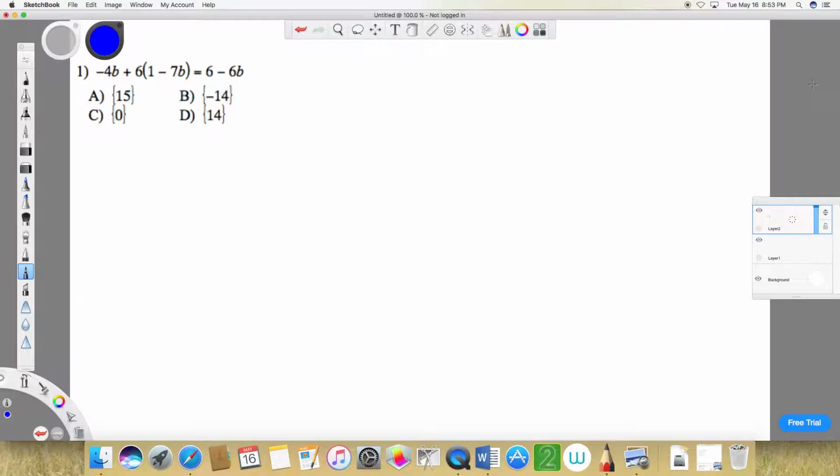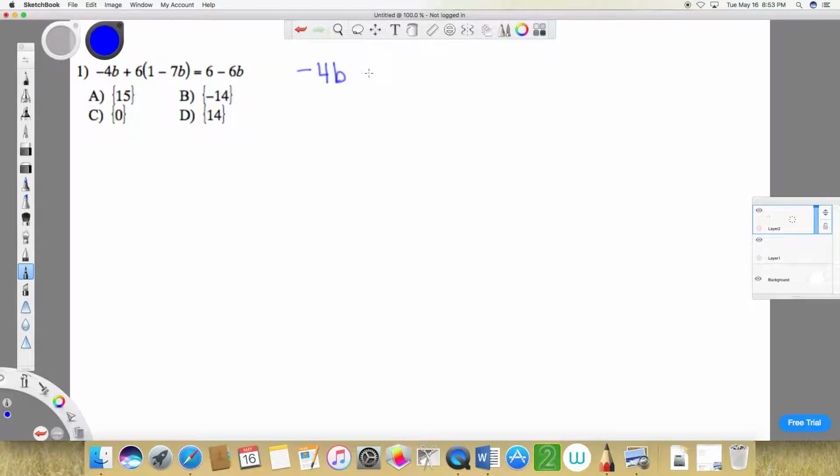All right, so let's see if we can solve this equation. It's just a straightforward linear equation. We have on the left-hand side two terms. The first term is negative 4 times b, and the second term, we're going to take 6 and use the distributive property and multiply both terms inside the parentheses here by 6.